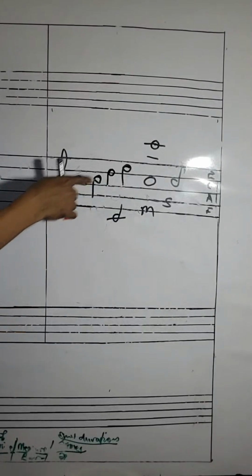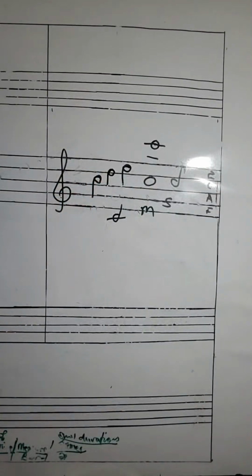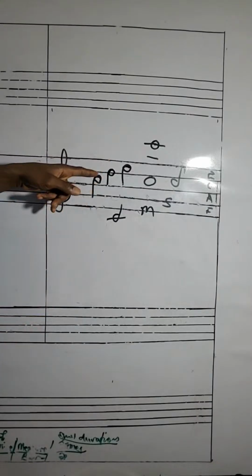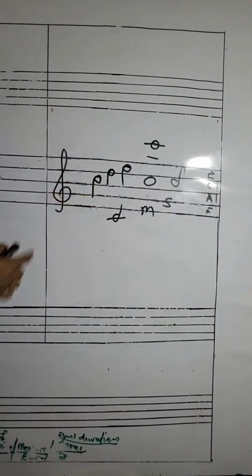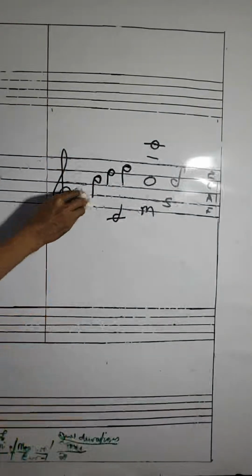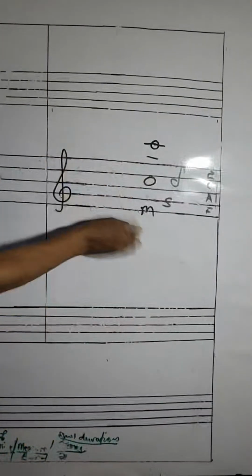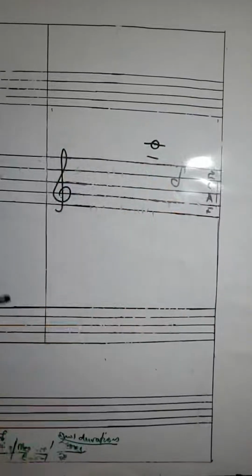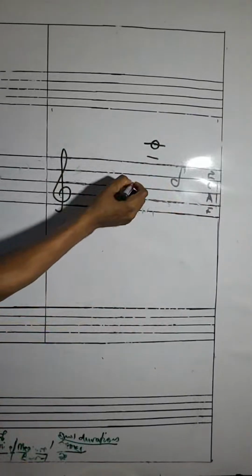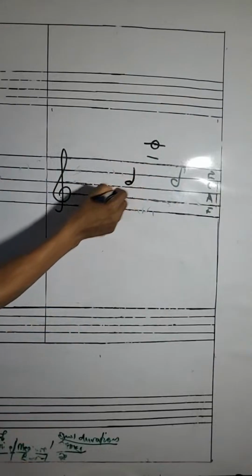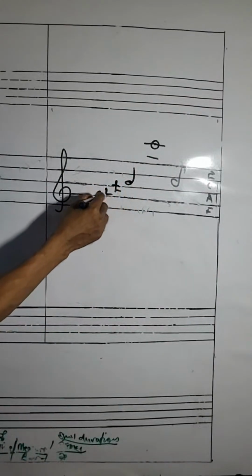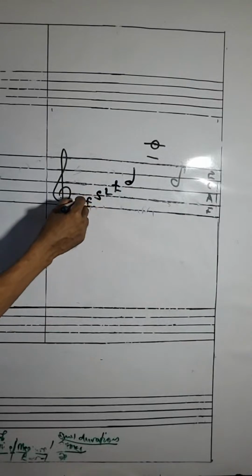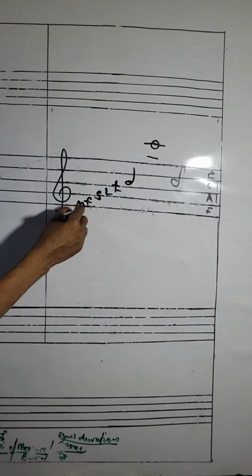You know your ti leads you to your do. So the note that comes before your high do is ti. If you are descending, you say do, ti, la. So in the key of C, let me just write it down. If this is my do, like we have here, this will be ti, la, sol, fa, mi, re, and do.